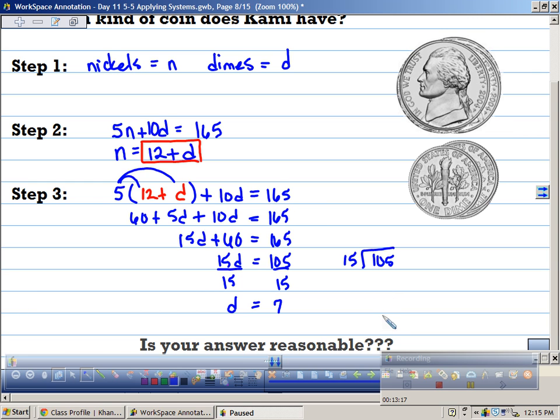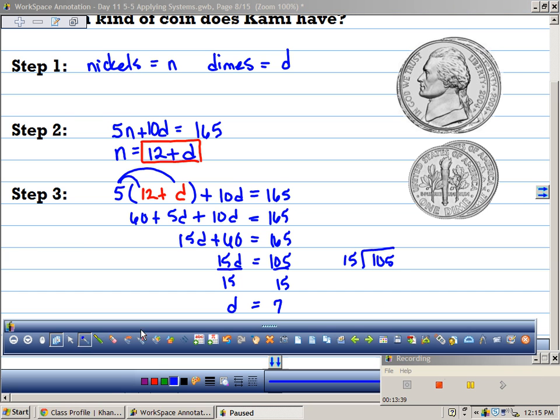Who can tell me how many nickels there are then? How much? How do you know that? Right? There's 12 more nickels than there are dimes, so there must be 19.